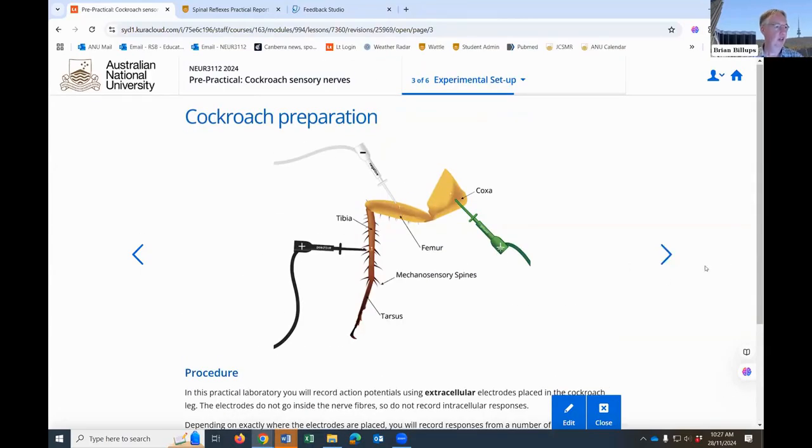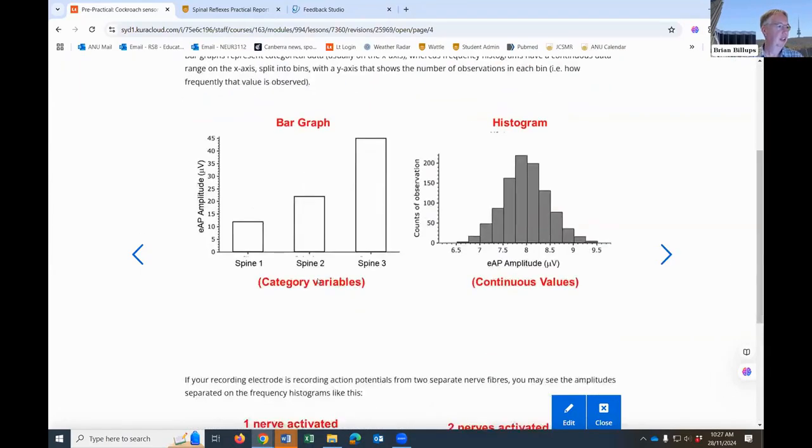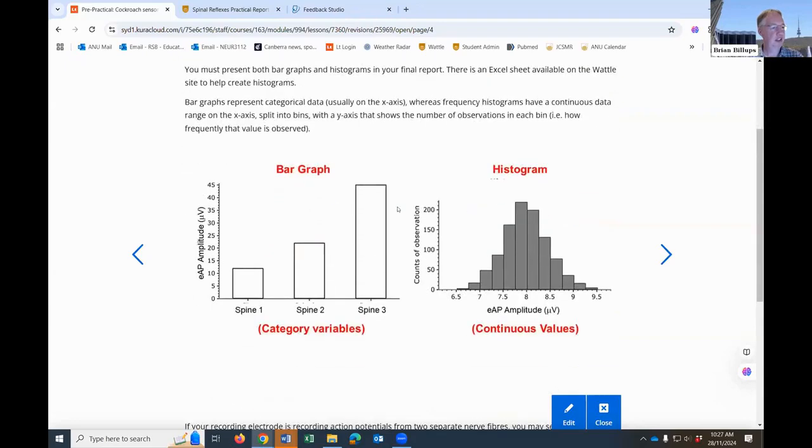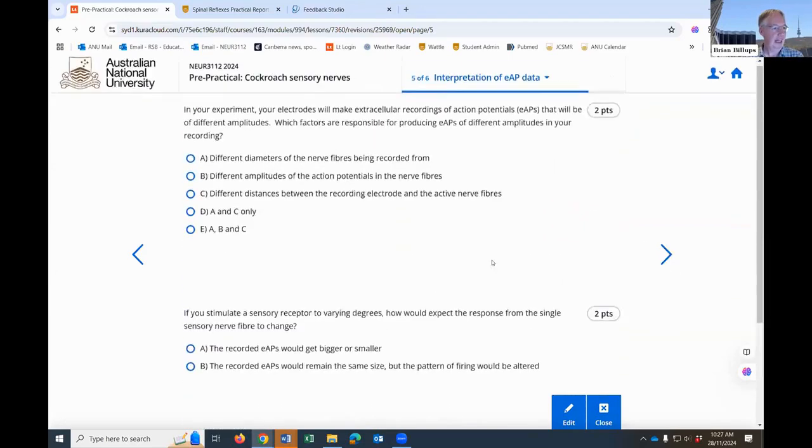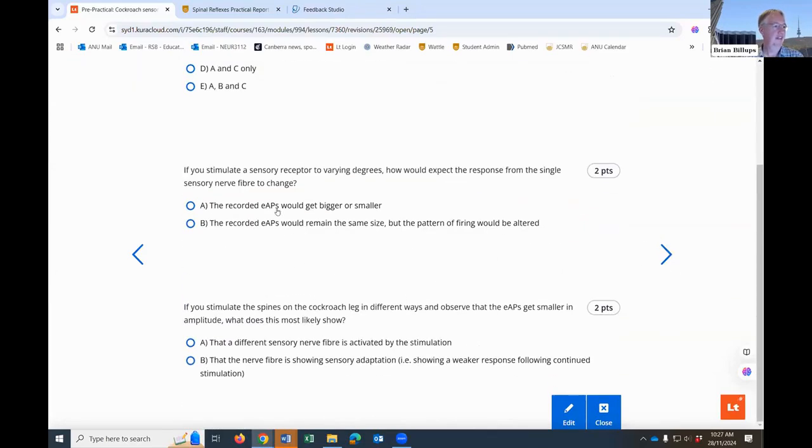So in the pre-practical, they're told what they have to do. In this one, we're talking about bar graphs and histograms as ways of presenting data, so I introduce that to them. Again, questions. They've got to understand that they're recording extracellular action potentials. That's not the same as an intracellular action potential. They've got to understand where that signal is coming from.